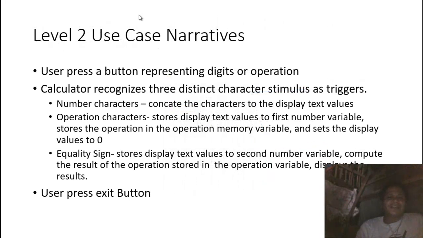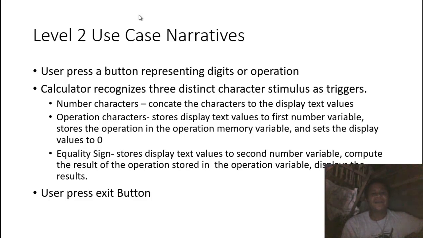Level 2 use case narrative. User presses a button representing digits or operation. Calculator recognizes 3 distinct character stimulus as triggers. The number characters, the operation characters, the equality sign. When it is a number character, it concatenates the character to the display text values. When it is an operation character, it stores display text values for first number variable, stores the operation in the operation memory variable, and sets the display values to 0.